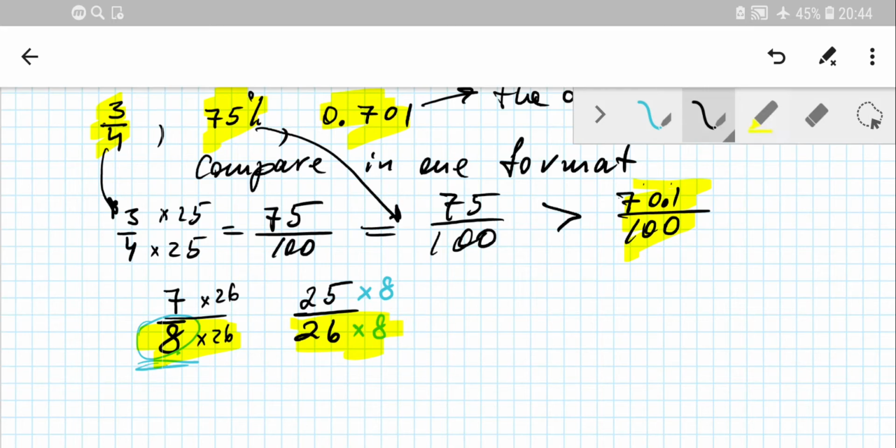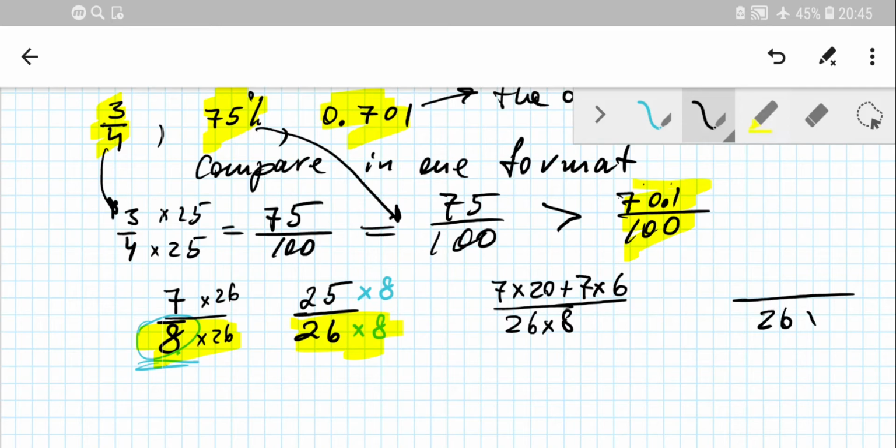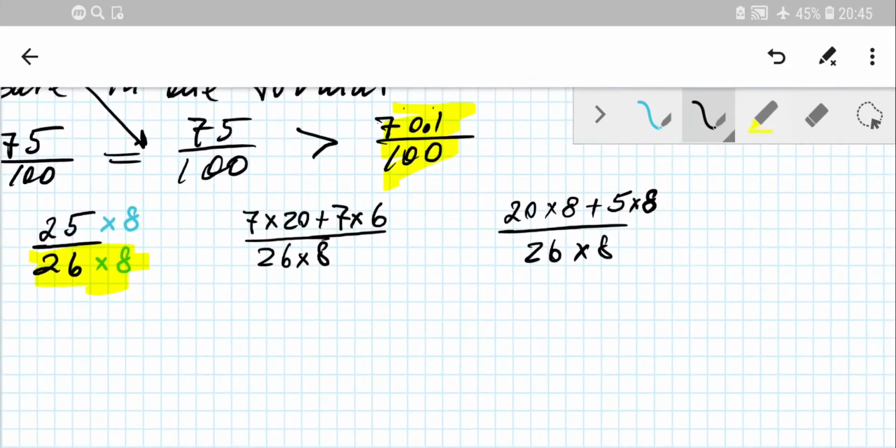Now, what are you going to do? You just need to say, okay, I've got 7 times 26 and 25 times 8. If you do it mentally, 7 times 26 is 7 times 20 and 7 times 6. And for the second fraction, 25 times 8, you do the same: you decompose 20 times 8 and add the rest, 5 times 8. This will help you to do it mentally or with minimum effort.